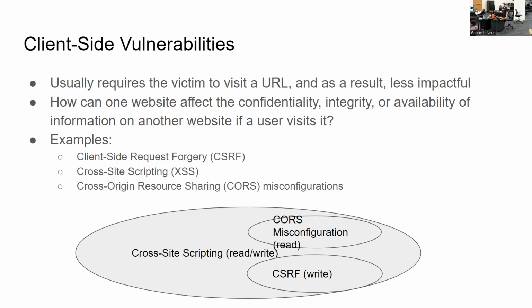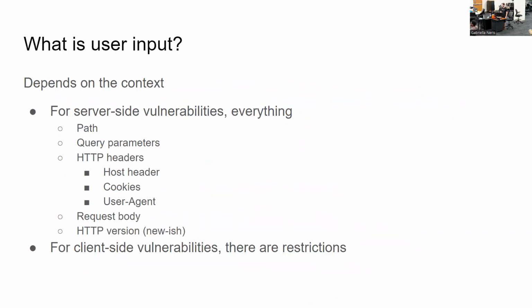I like to think of them as a sort of Venn diagram, with cross-site scripting providing read and write access to the other web page, or the other origin, technically. CORS misconfigurations provide read access, and cross-site request forgery provides write access. That's causing a user to do things that they don't want to do on that web page.